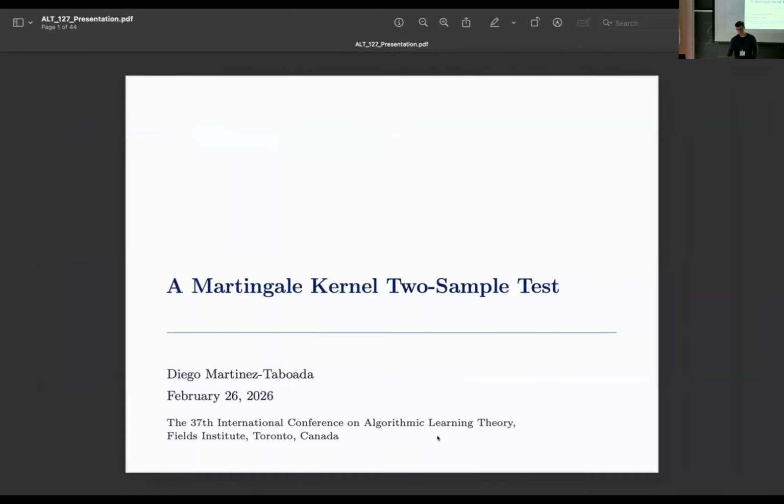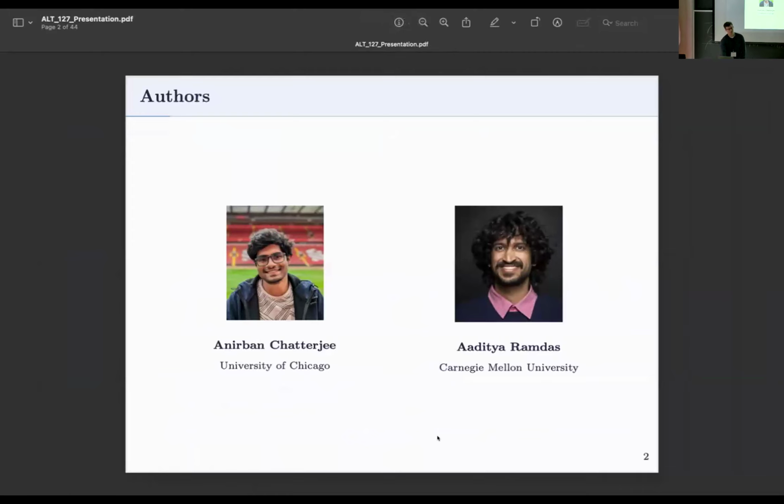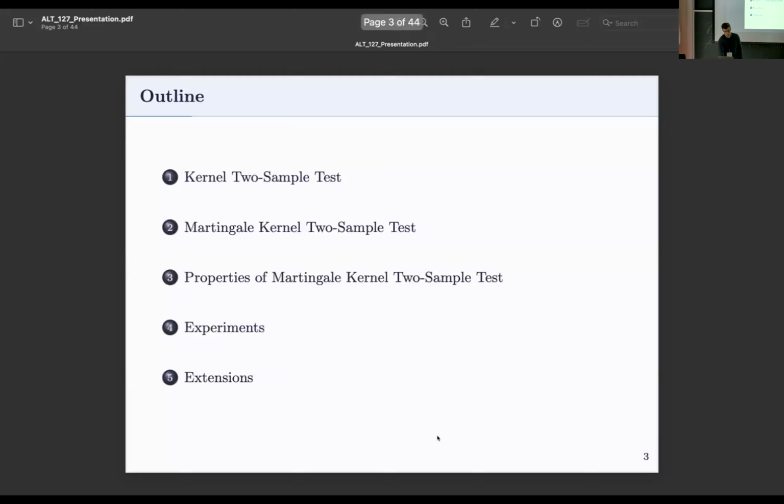This is Diego. Today I'll be talking about a martingale kernel two-sample test. I sadly take no credit for this talk. This belongs to Amir, who is currently doing a postdoc at U Chicago, and Aditya Ramdas, who is faculty at Carnegie Mellon. Today we will be talking about this martingale MMD. We'll start by refreshing the usual kernel two-sample test, and then we'll talk about the martingale kernel two-sample test. We'll discuss some of the properties, and I'll show you some experiments and some extensions.